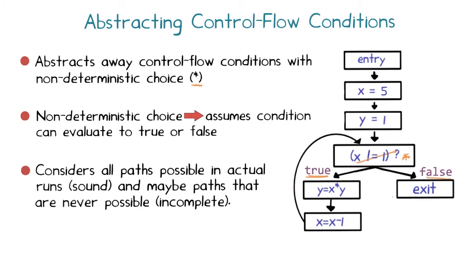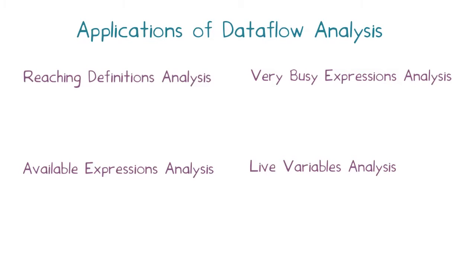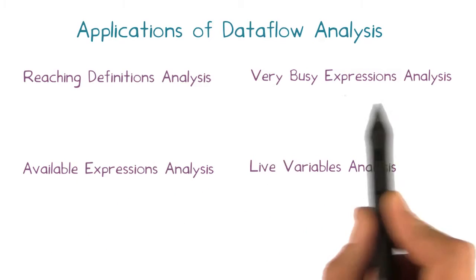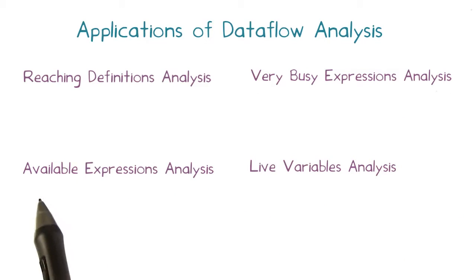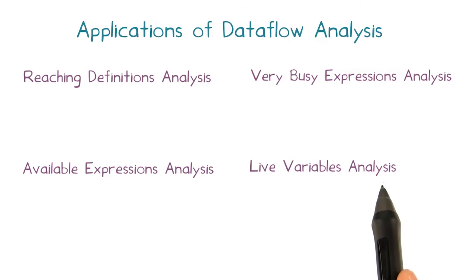By doing this, not only does a Dataflow analysis ensure that it will consider all paths that are possible in actual runs of the program and thereby guarantee soundness, but it also considers paths that are never possible in actual runs, which leads to incompleteness. We will learn how Dataflow analysis works on a control flow graph through a series of 4 classical Dataflow analyses in the literature. These analyses are reaching definitions analysis, very busy expressions analysis, available expressions analysis, and live variables analysis.